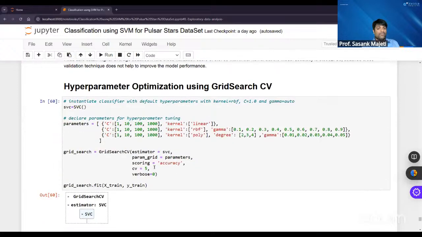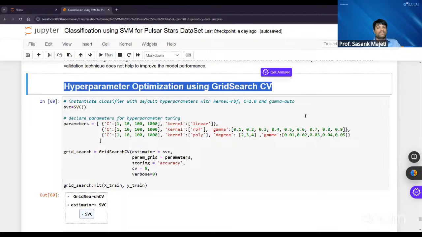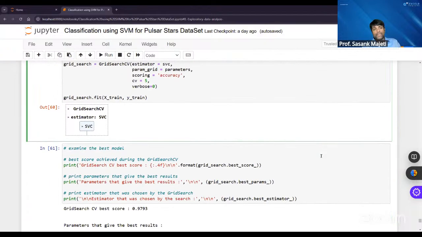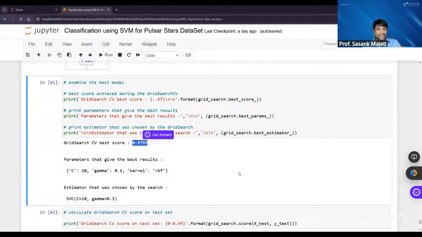After that, we are trying to use grid search, which is the optimizer, or I can say hyperparameter optimizer, right? Grid search CV is nothing but a hyperparameter optimizer, which is used for support vector machines. So we are trying to improve the accuracy score for the SVM. When we built using the grid search, we got a score of around 97.93%, I can say. So that is what I have got.